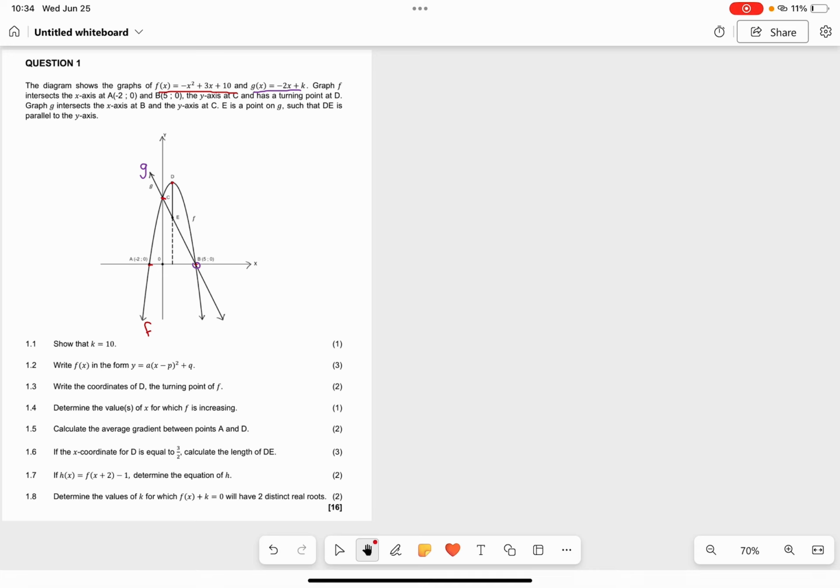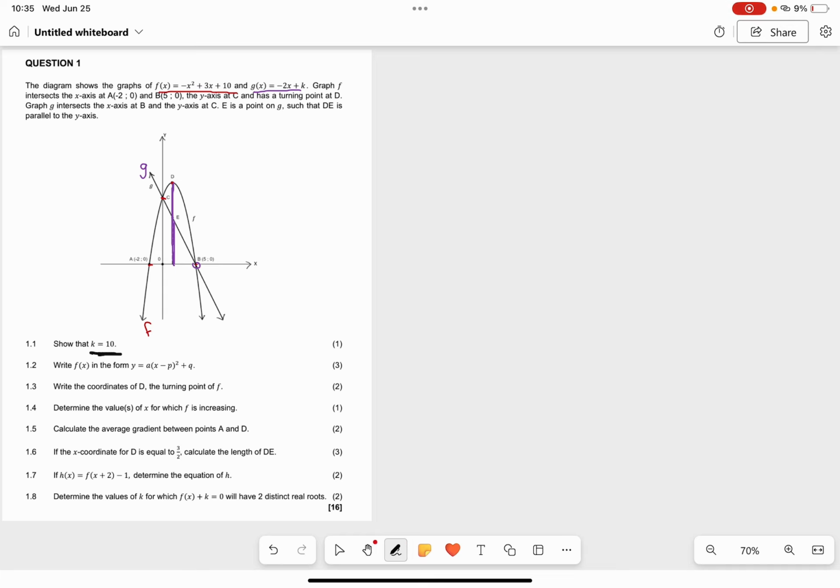So what are they telling us if they say E is a point on g such that DE is parallel to the y-axis? They are telling us that these all have the same x value. In other words, any point on the line DE will have the same what? X values. Okay, cool. Now we can get into the questions, now that we've analyzed the information.